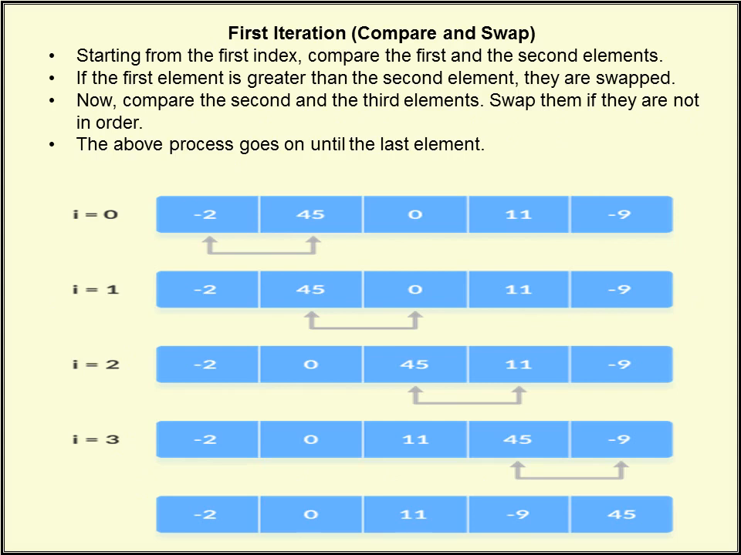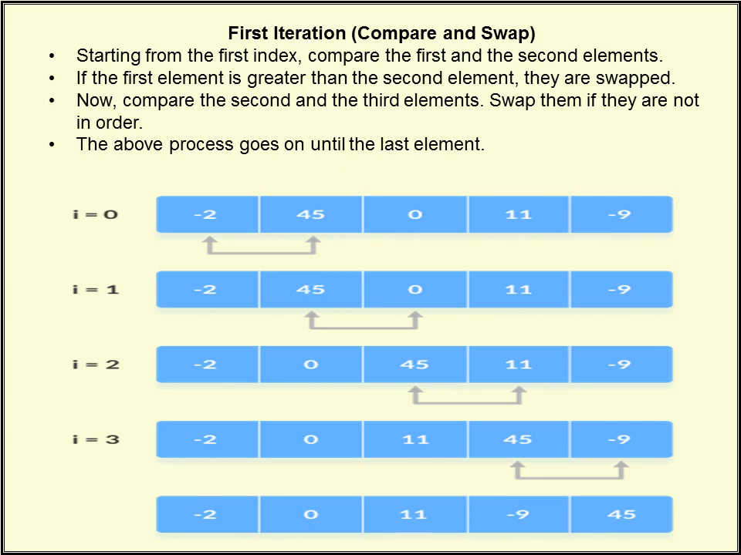This is the first iteration of the given list. In this we use the compare and swap technique of bubble sort. We start the comparison from the first index value, from the first element that is -2. We check whether the first element is less than the second element or not, because we want to sort the data in ascending order. So from -2 and 45, -2 is less than 45, so no swapping will occur. After that, we check whether 45 is less than 0 or not.